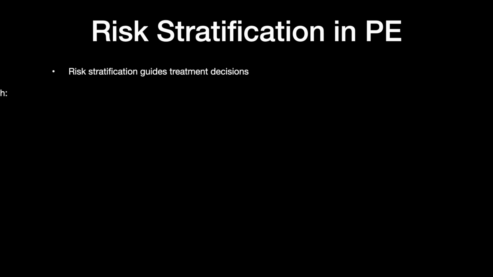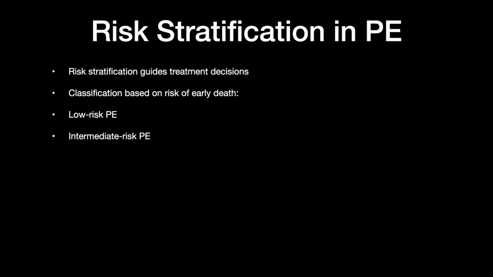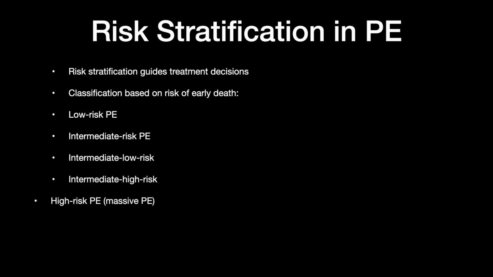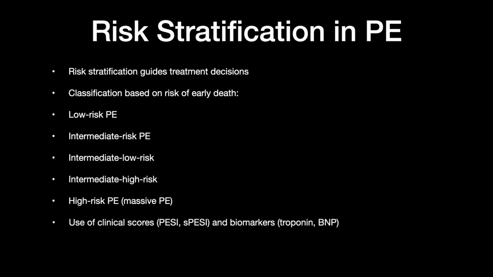The risk stratification guides the treatment. The classification is done based on the risk of early death, that is low risk, intermediate risk, and intermediate low risk, intermediate high risk, and high risk. Usually clinical scores like PESI, SPESI and biomarkers like troponin and BNP are done. We will not be going into the details of this part. Imaging also helps here. So now we'll be going into the established medical therapies that most of us already know.